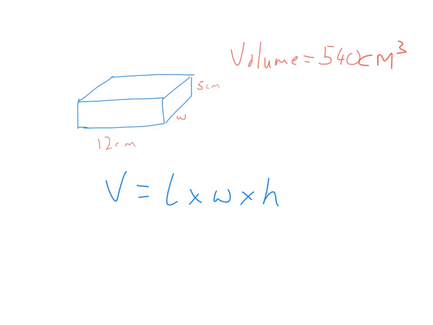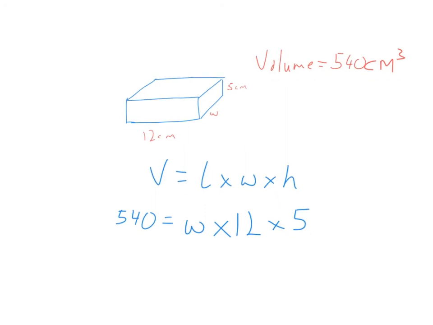The next step is going to be to start filling in what we know from the question. So if we want to fill in the volume, it will be 540 centimeters cubed. Width is unknown. The length is 12 and the height is 5. If we try and multiply this out now, we should be able to solve it. Again, what we're looking for here is that we've set up an equation that only has one unknown, which we have. Only W, everything else we're able to fill in. So 12 times 5 is going to be 60, times W will be 60W.